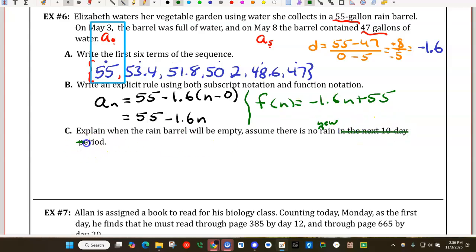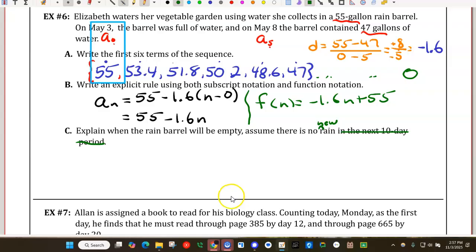Let's just say it just keeps steadily going down 1.6 per day. How many more days will it take? Basically, if we continue this sequence, how much longer until we end up with 0? Like how many more days? This is 1, 2, 3, 4, 5, 6 days. Right? How many days does it take?